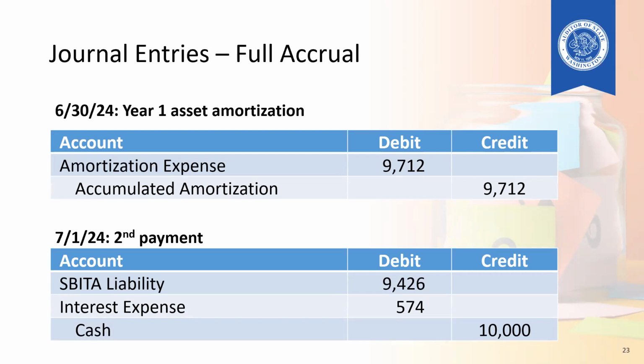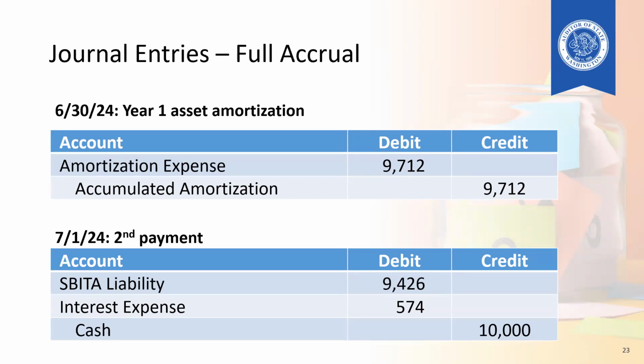Then the whole year goes by, and at the end of our first year, it's time to record amortization on the SBITA asset. So at the fiscal year end, which is June 30th, 2024, we're going to record amortization expense and accumulated amortization of $9,712. And that amount is from the SBITA asset amortization table that we created in step 3.